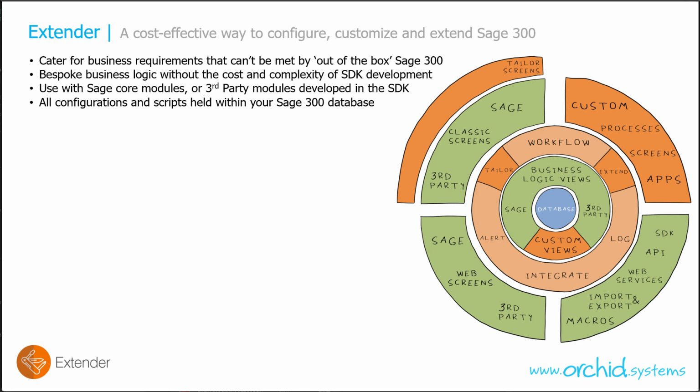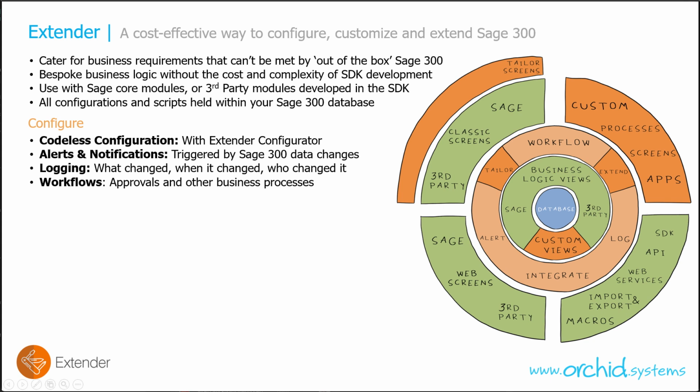You have probably seen this diagram before, and it may look a bit daunting, but in green we represent the Sage 300 views and screens. In orange we represent what Extender can do to tailor the business logic views, to add custom processes, screens and apps, and to tailor the Sage desktop screens.